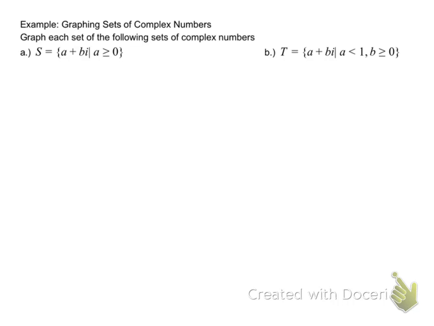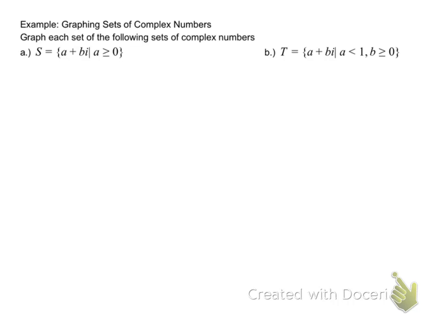Now, that means there's shading going on. But guys, in the problem of a plus bi, a acts like what letter? x. So the only restriction to your complex number is that a, or x, has to be greater than or equal to 0. Can you graph that?